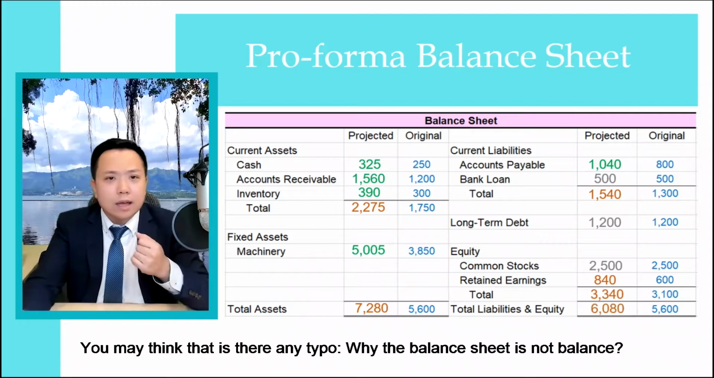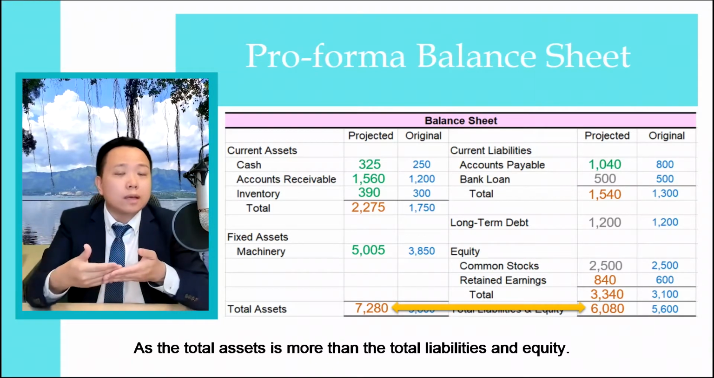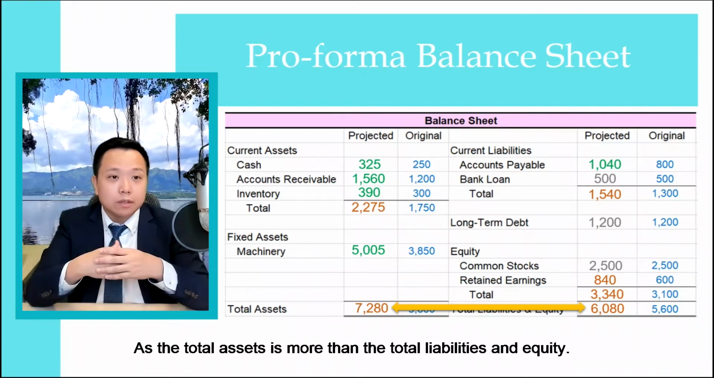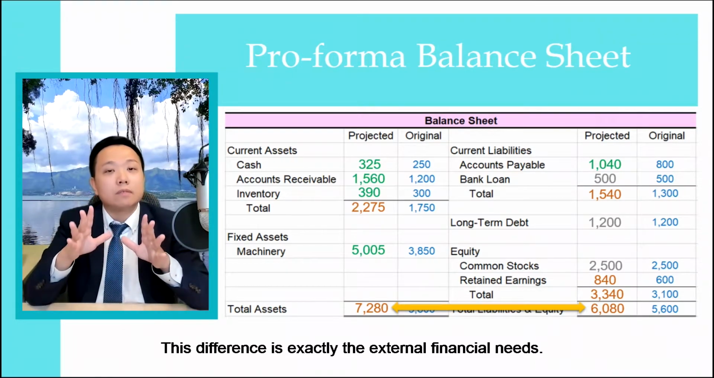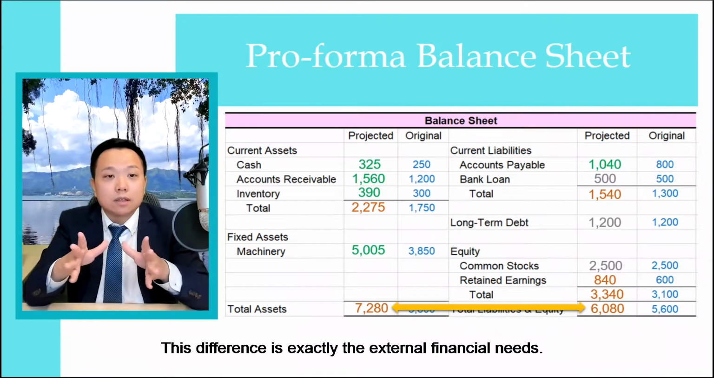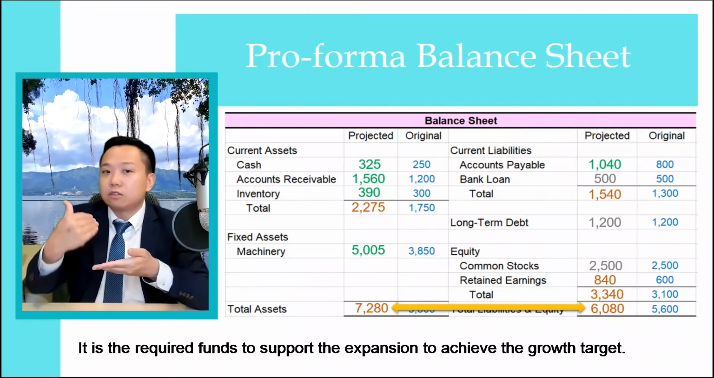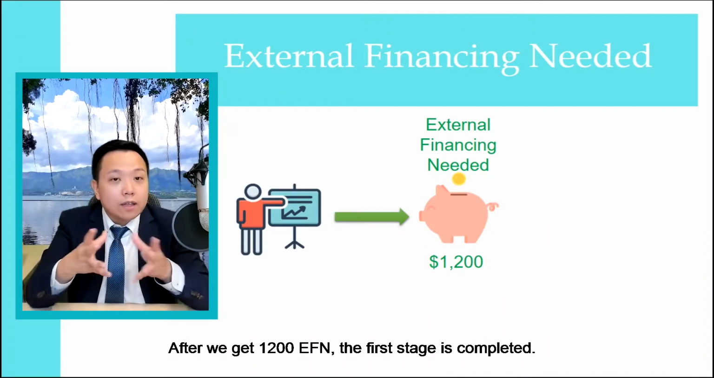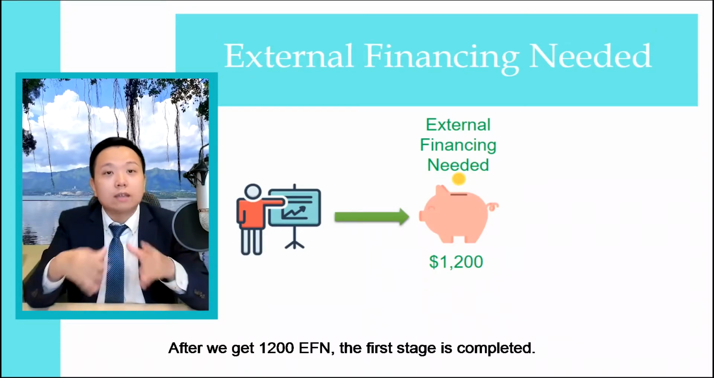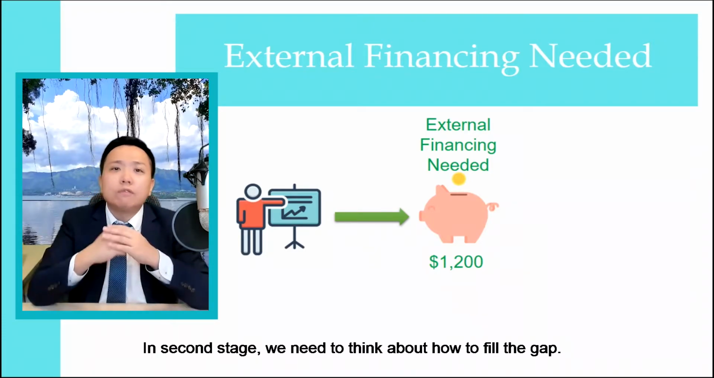You may think, is there any typo? Why is the balance sheet not balanced, as total assets is actually more than the total liabilities and equity? Actually there's no typo. This difference is exactly the external financing needs, which means it's the required fund to meet the growth target. So after we get this 1,200 EFN, we can finish the first stage and move to the second stage. In the second stage, we need to think about how to fill the gap.